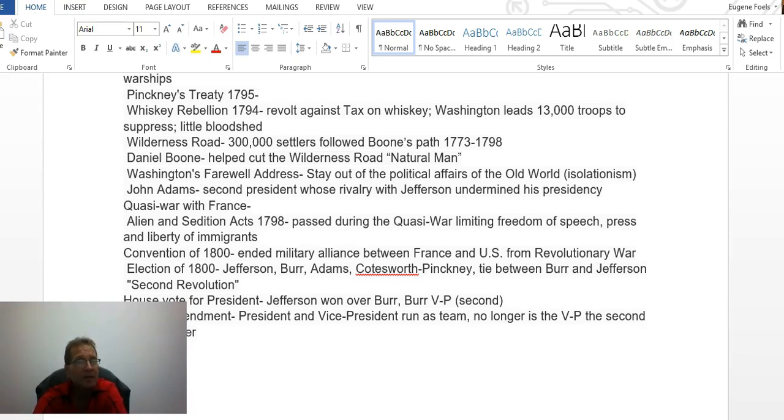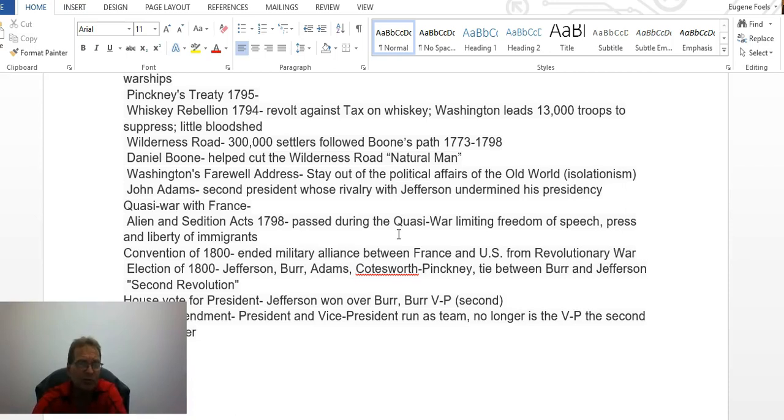Adams succeeded him. He also has problems with Jefferson because of this quasi-war that's going on with France during this time. There are many people, French patriots in the United States, drumming up support for the French in their battles in the 1790s. And because of that, the Alien and Sedition Acts, this is really the last straw of the Adams administration, which limited speech, press, and the liberty of immigrants. And it seemed to point out what the Jeffersonians were saying about Adams as being true, that he's really just a monarchist and he's really pro-British.